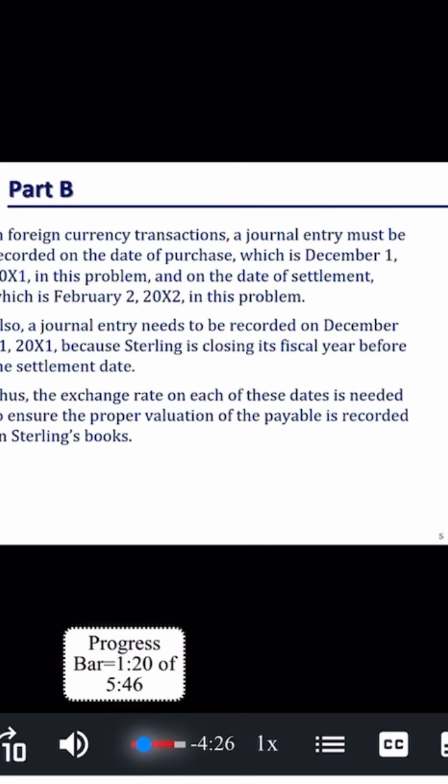In foreign currency transactions, a journal entry must be recorded on the date of purchase, which in this case is December 1, year 1, and on the date of settlement, which in this case is February 2, year 2. Also, a journal entry needs to be recorded on December 31, year 1, because Sterling is closing its fiscal year before the settlement date. Thus, the exchange rate on each of these dates is needed to ensure the proper valuation of the payable is recorded on Sterling's books.